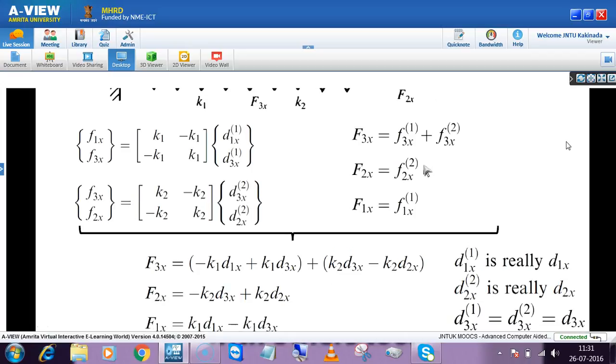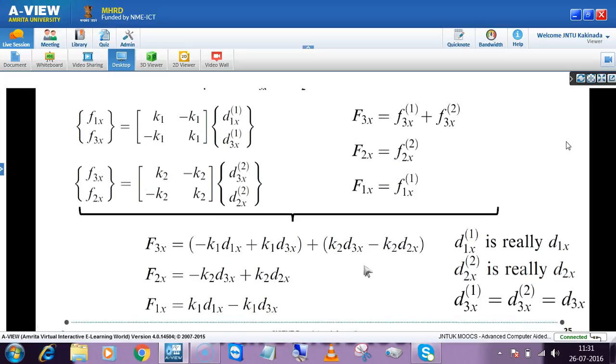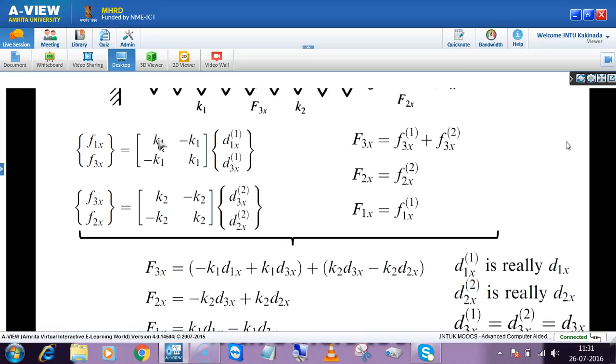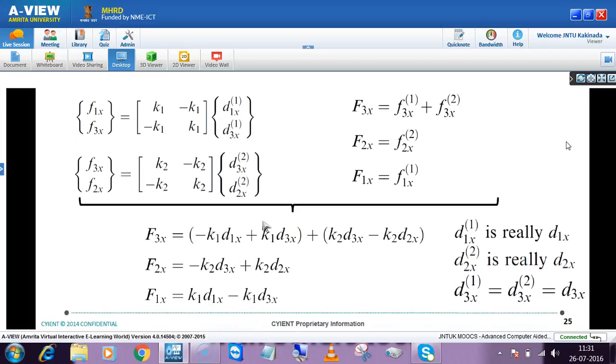Plus F3x of element 2, which is here. That comes as K2 D3x minus K2 D2x. That is what is mentioned here. Similarly, F2x is F2x of element 2, so directly we can take it as minus K2 into D3x plus K2 into D2x. Then F1x is K1 into D1x minus K1 into D3x. So everything we have, we put into three different equations.